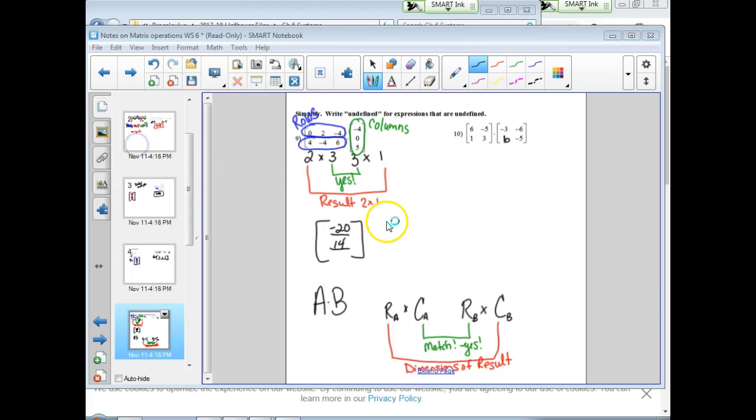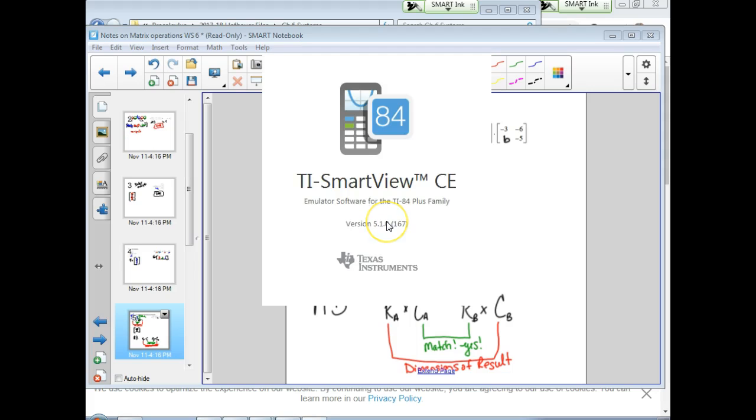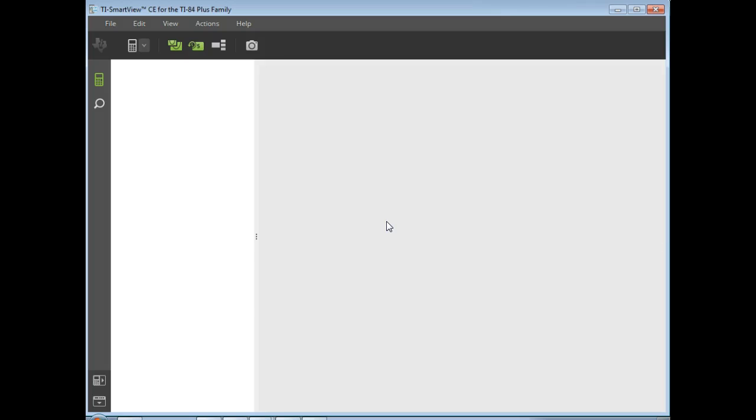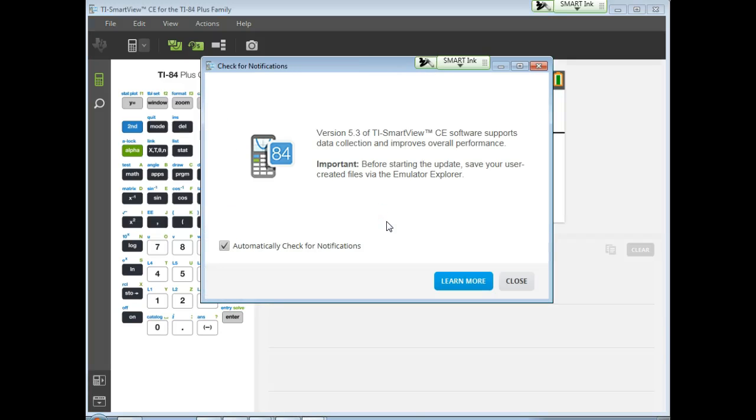And there's a matrix menu. It's right above what's called the inverse key, x to the negative 1 power. Right above that in blue should say matrix, or whatever color your calculator uses.